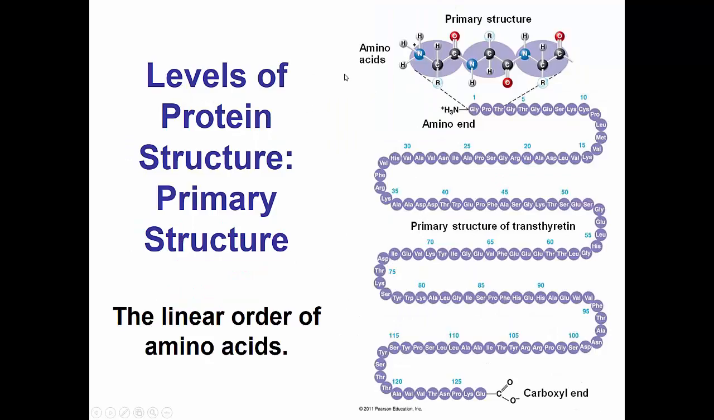We just talked about how proteins assemble in a linear manner. Here you can see we have glycine, then proline, threonine, then glycine, and so on and so forth. This is what's known as the primary structure. This is the linear order of amino acids, and it's usually written from N terminus to C terminus.